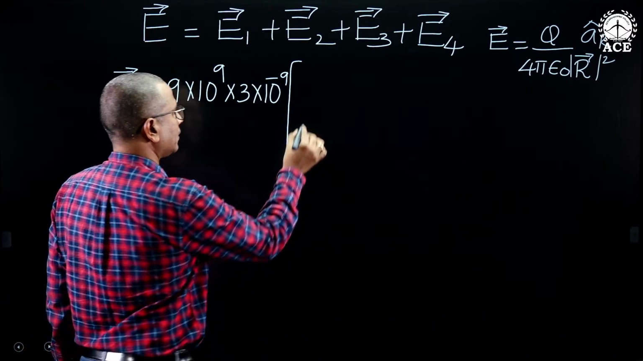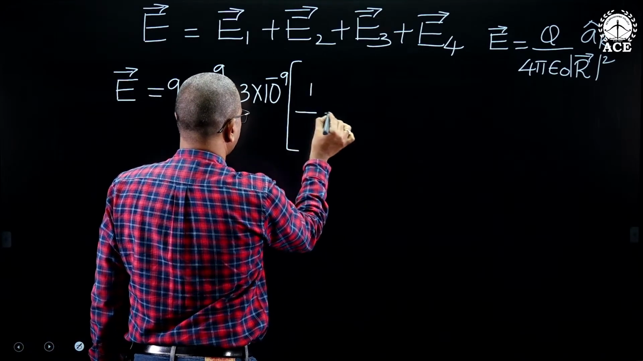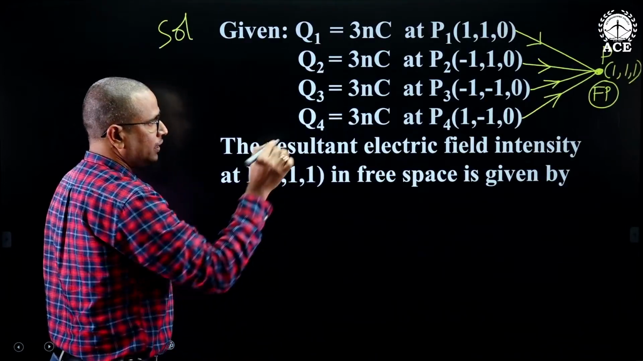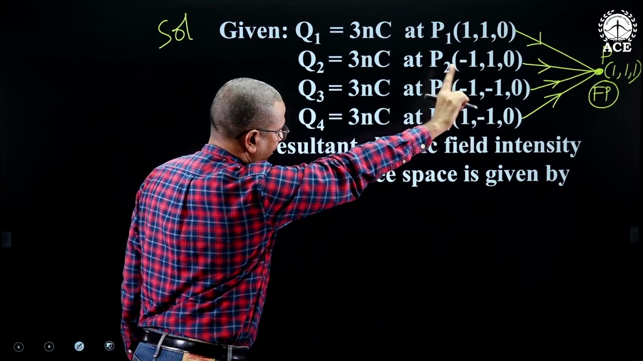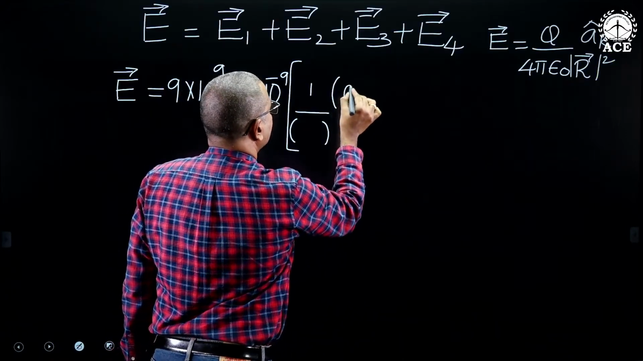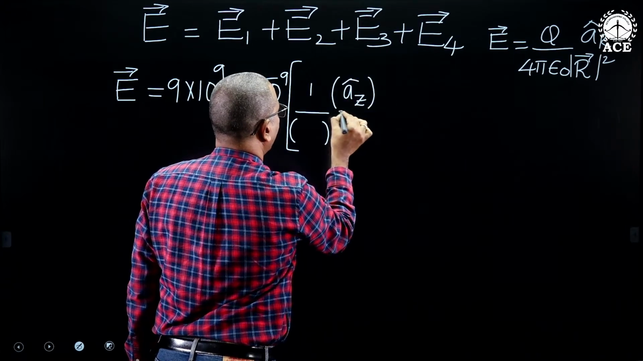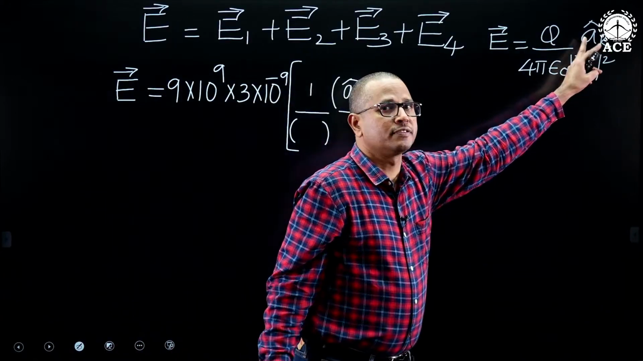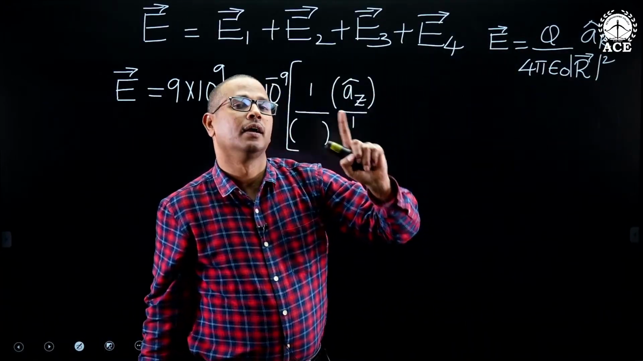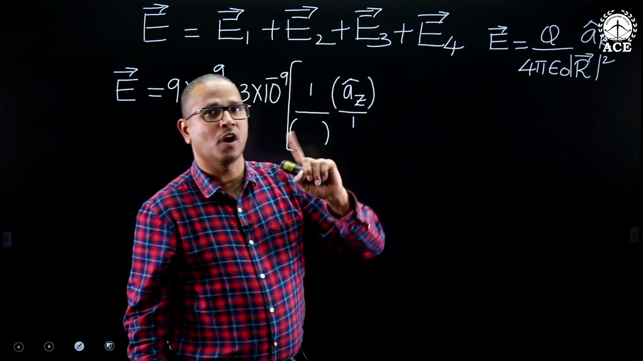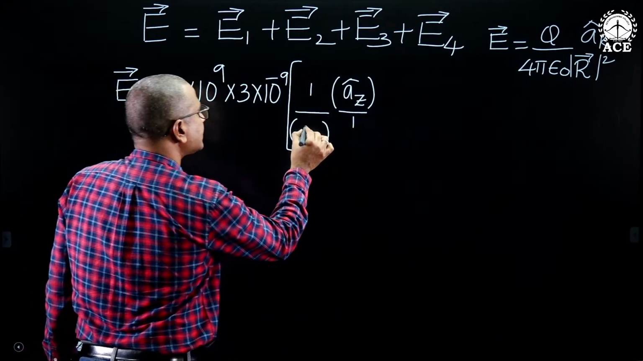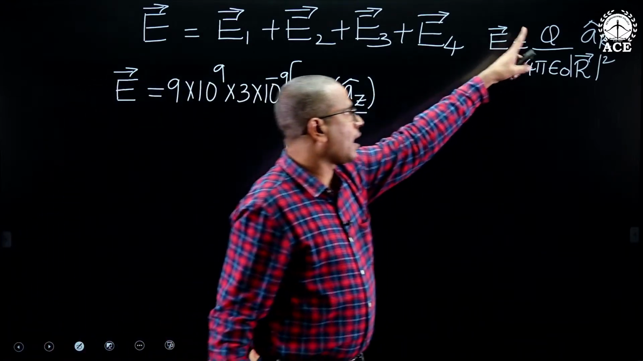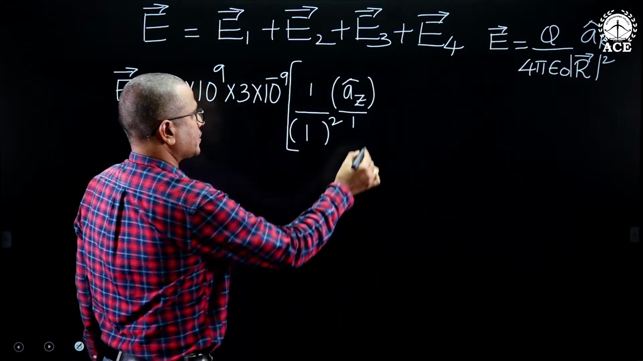It depends on displacement. So before writing distance square, I am writing displacement first. For the first object, what is the displacement? 1 minus 1, 1 minus 1, 1 minus 0, which is the z vector Az cap divided by magnitude, which is 1. Remember, dear students, whenever you are writing AR cap, it is vector by magnitude. Don't forget it; if you skip that, you will get the wrong answer. Take care, dear students. Distance square is 1 square, so 1 by R square into AR cap. That is the basic equation.